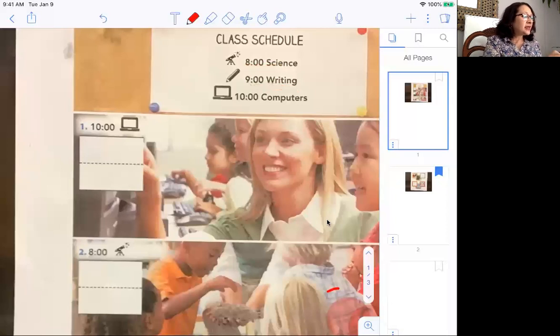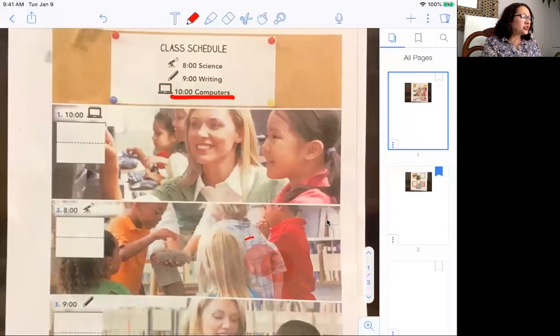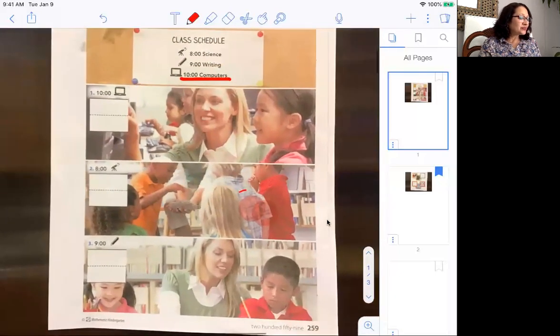And then the next subject that this class takes care of is computers. Well, you have science and we do writing, but not computers, but we're just going to pretend that we are in this young lady's classroom, this teacher right here, and she is going to ask us. She's playing with the little students there that she has there. You see, she's helping them.